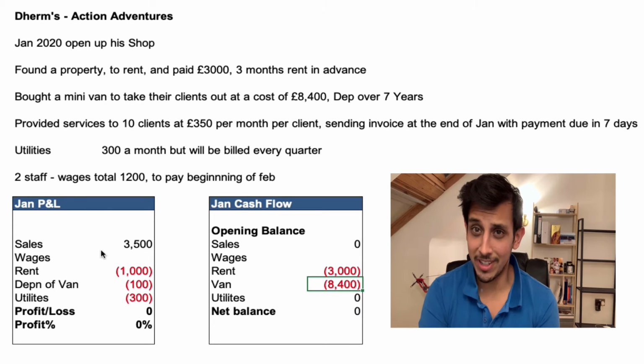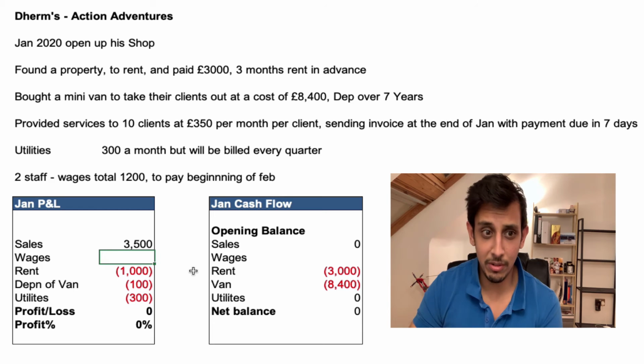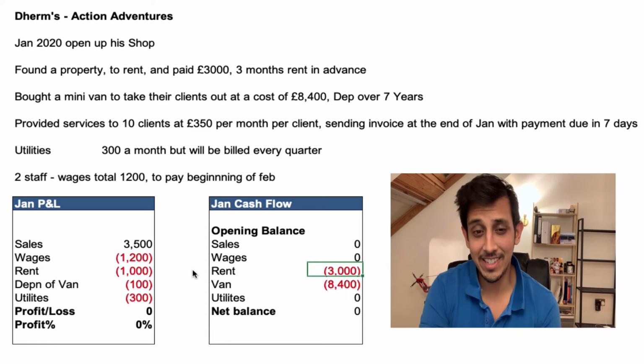So last transaction, and probably always one of the most expensive transactions of any company, is staff wages. Now we have 2 staff who are awesome and provide a really good service, and for that month, their basic wage was £1,200, and we have to pay them at the beginning of February. So from a P&L perspective, because they provided their service, we record the full 1,200. But from a cash flow perspective, can you think about what we're going to do? Yeah, that's correct. We are actually going to record it as 0 because we haven't paid them yet, and we will pay them in February.